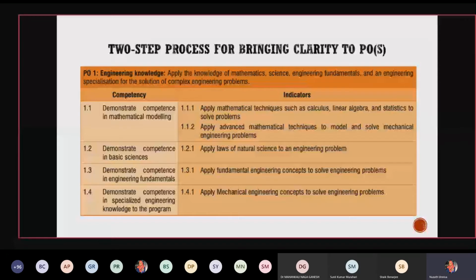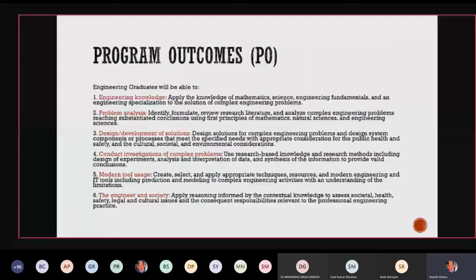So the very first thing is engineering knowledge. The engineering graduate, after completion of engineering, will be expected to have this level. He should be able to apply the knowledge of mathematics, science, engineering fundamentals, and an engineering specialization to solve complex engineering problems. So let us try to understand this program outcome in detail. It is all about mathematics, sciences, engineering fundamentals, and specializations.